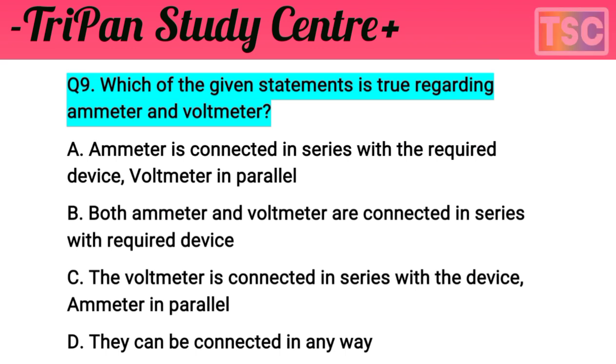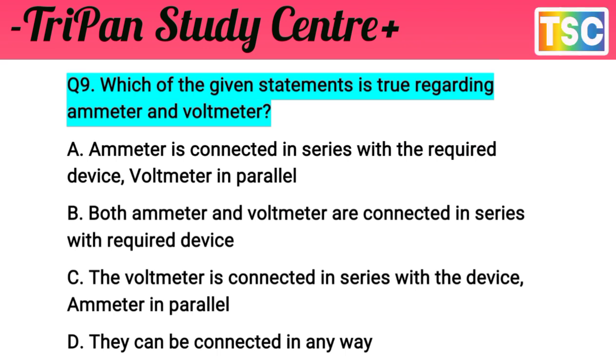Option B asks: both ammeter and voltmeter are connected in series with the required device. Is it possible? Impossible. Both ammeter and voltmeter connected in series with the required device is not the correct answer here. It means the remaining option A is left.